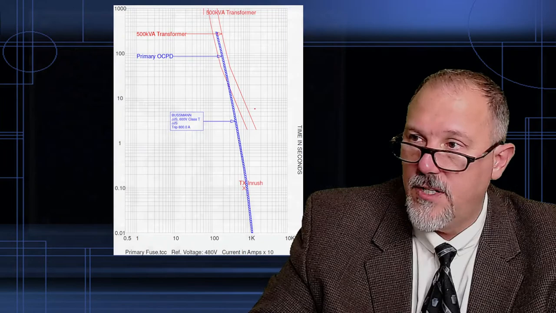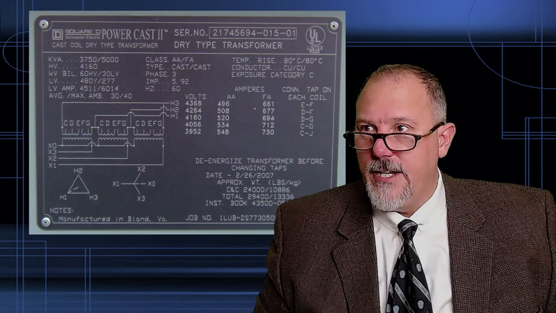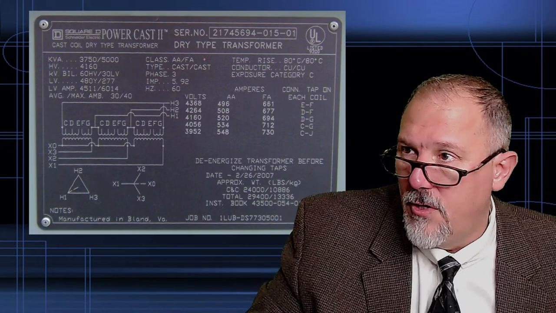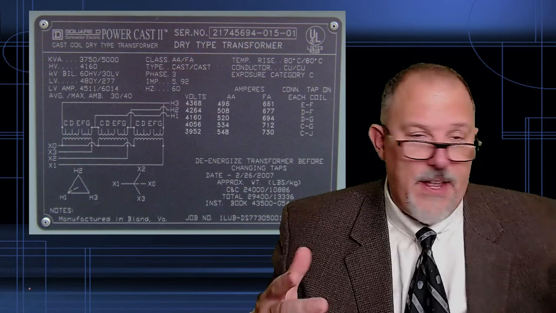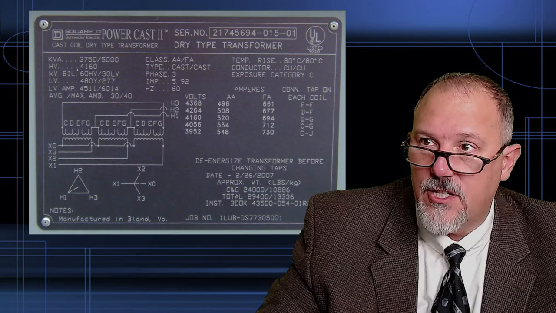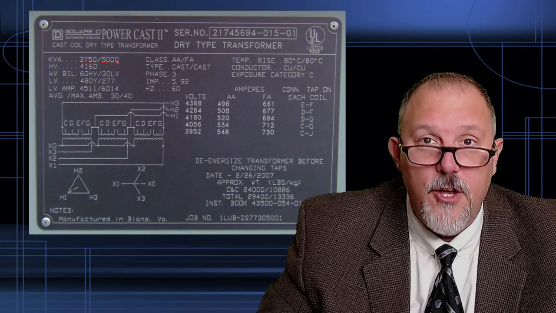All right, so here is a Square D Schneider Electric PowerCast transformer. A little bit more complicated, because you're looking at AAFA. What does that mean? Ambient air, fans added. So this tells me I have fans. Why would I add fans? If I want to get more kVA out of a transformer. Look at the base kVA, it's 3750. I can actually put up to 5,000 kVA through this transformer when I'm running my fans.